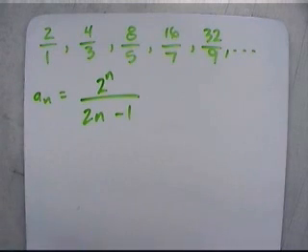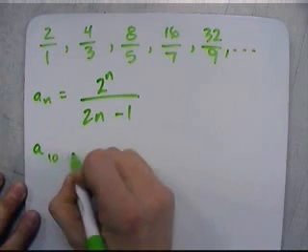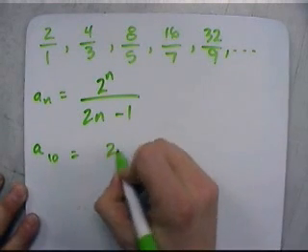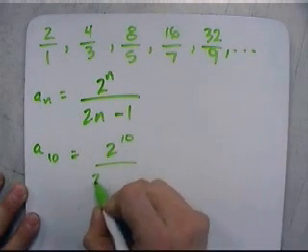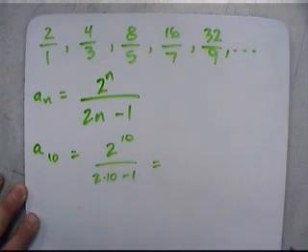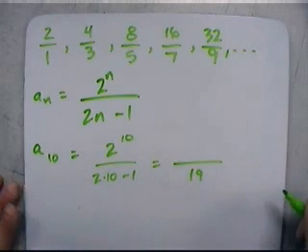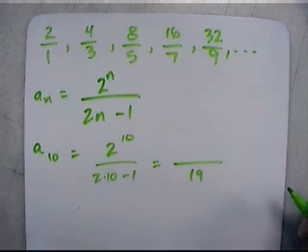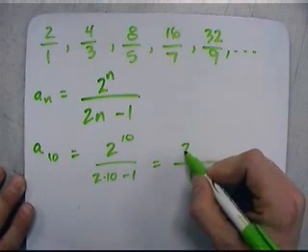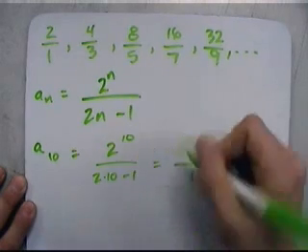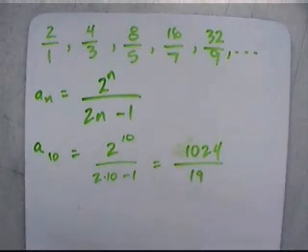Now, if I wanted to find the 10th term, I can just find a sub 10 and plug in a 10. So I get 2 to the 10th divided by 2 times 10 minus 1. 2 to the 10th is a pretty big number, not sure what that is. And then 20 minus 1, so 19. So what is 2 to the 10th? 1024. That number sounds familiar, 1024.